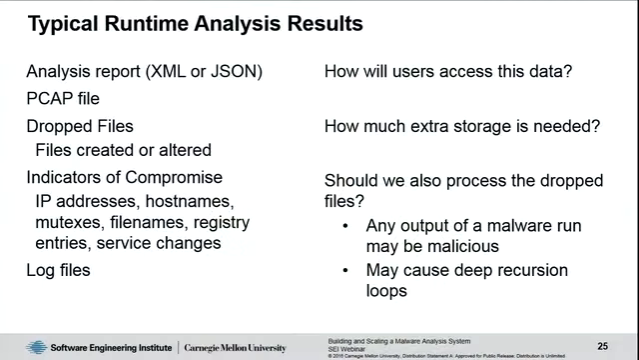The analysis results, usually you're going to have some sort of a report in XML or JSON. You'll probably have a PCAP file that will tell all the networking stuff that's going on. The drop files, I mentioned things that are created or updated. The indicators of compromise: any IP addresses, host names, mutexes, file names, all of these things that are changing that you can put in your database and say, okay, this file did this, and that might mean that this file is malicious. Any of the log files that are there.